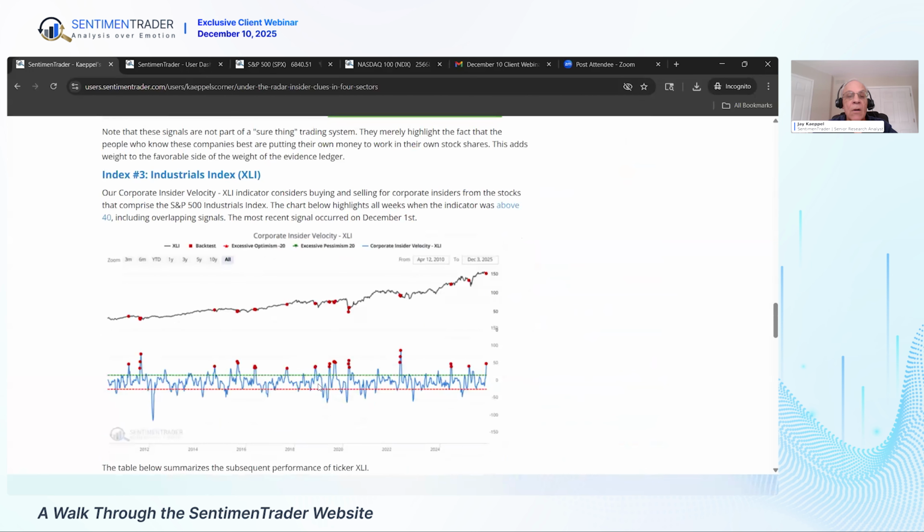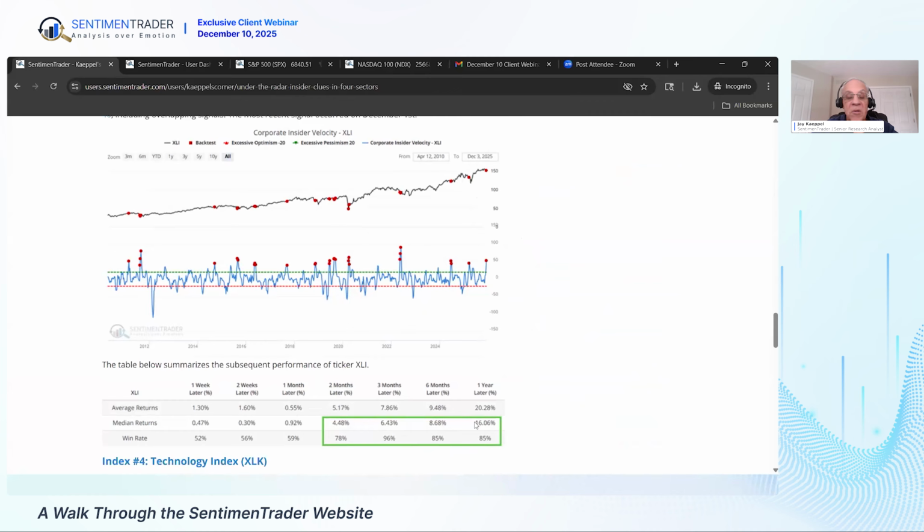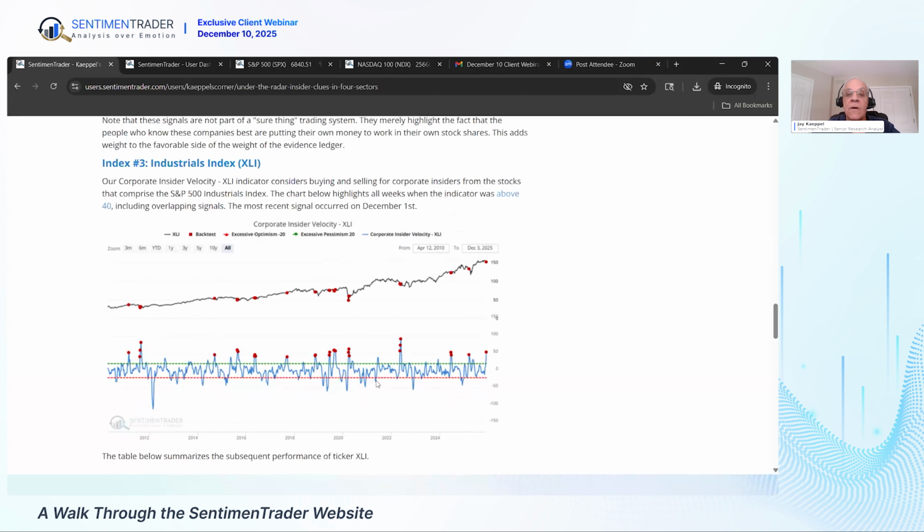So again, I tend to look at win rate, and you see some pretty good numbers here, and then median returns. Again, these are in the eye of the beholder. Maybe you think that's good, maybe you don't, but in terms of weight of the evidence, it says, well, that's probably a good time to take a look at this sector.